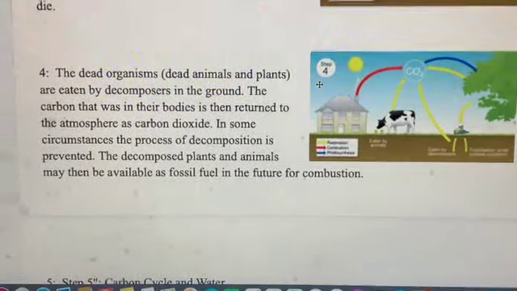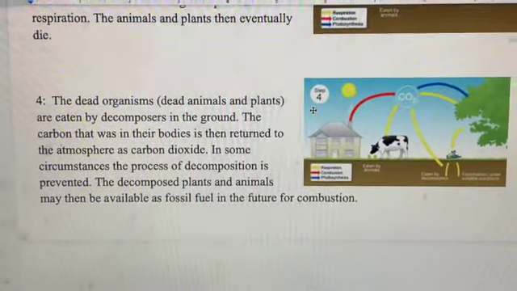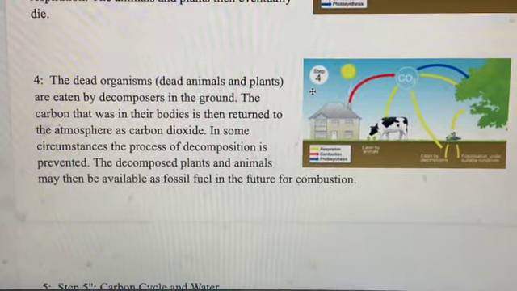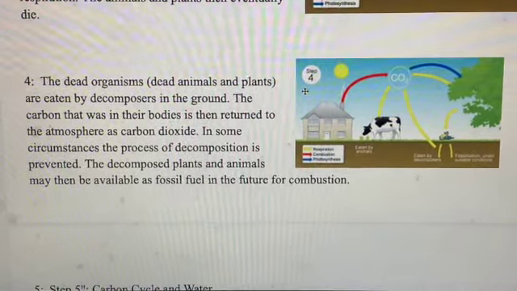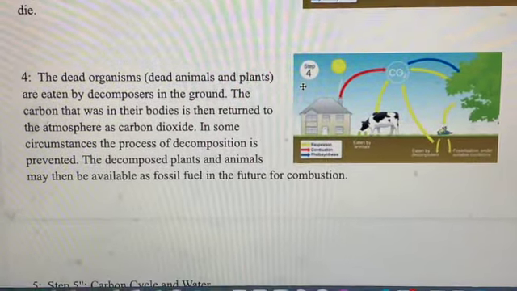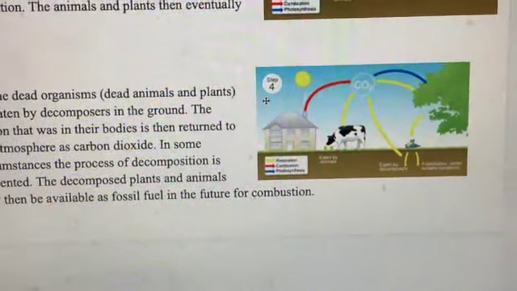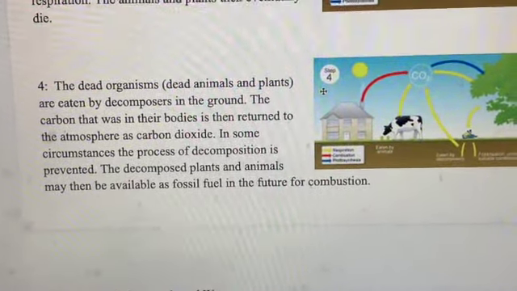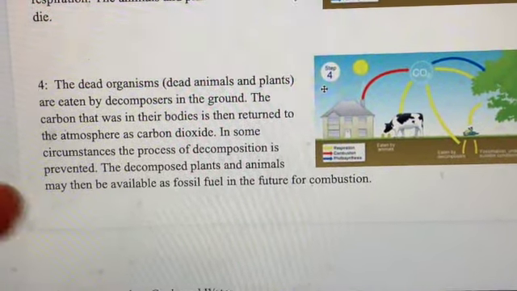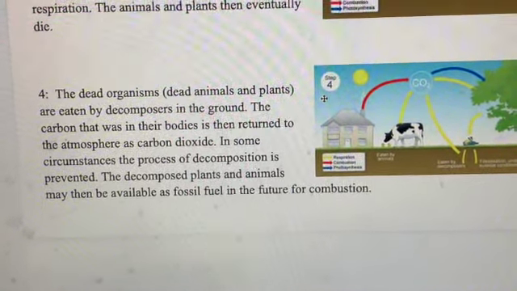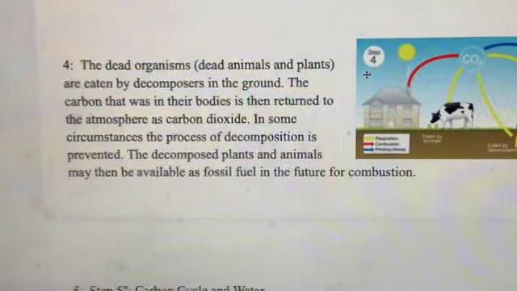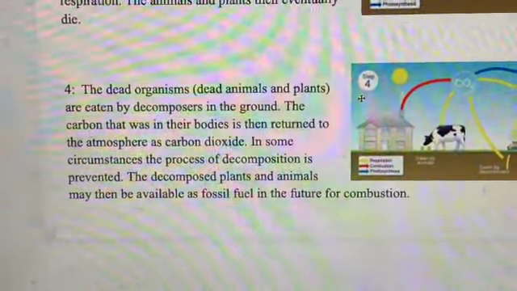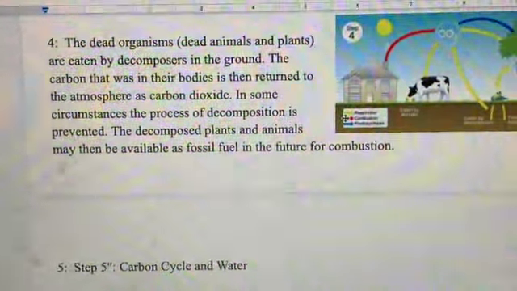Those dead plants and animals are eaten by decomposers in the ground. The carbon that was in their bodies is then returned to the atmosphere as carbon dioxide. In some cases, and this is certainly important to us, the process of decomposition is prevented. These plants and animals, if they did not get completely decomposed, over an incredibly long period of time will turn into fossil fuels. But again, it takes a huge amount of time for that. And then they are ready for future possible combustion.